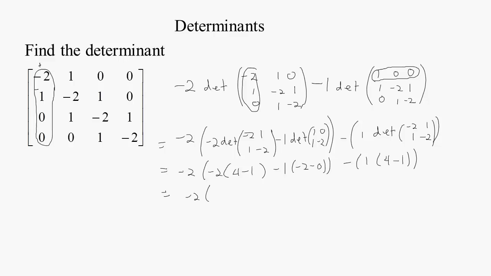Okay, almost there. We have negative 2. 4 minus 1 is 3. Negative 2 times 3 is negative 6. Negative 2 minus 0 is negative 2 times negative 1 makes plus 2. And then we have 4 minus 1 is 3. 1 times 3 is 3, so we have minus 3. So negative 2 times negative 6 is 12. Plus 2 minus 3 equals 11.